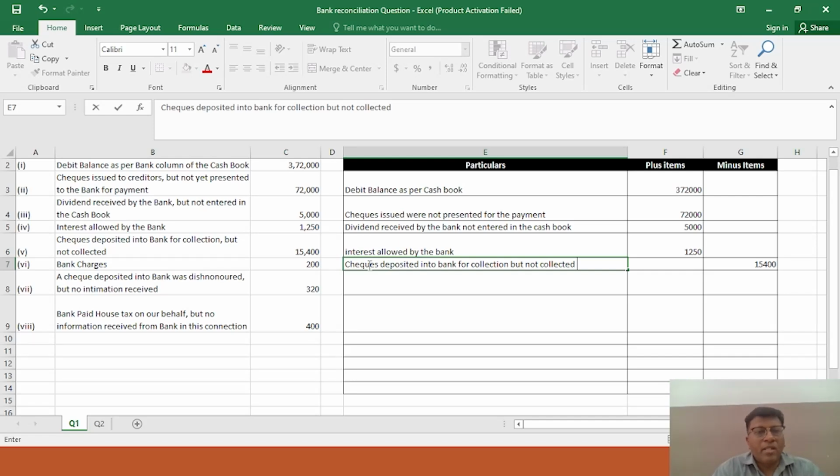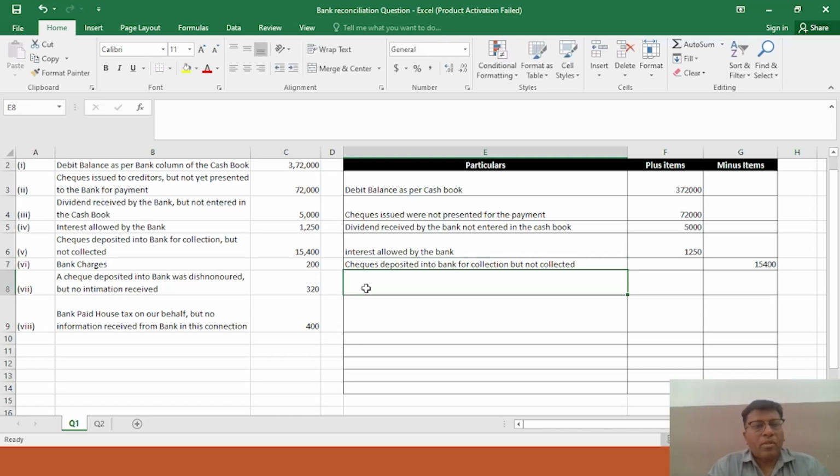So checks deposited into bank, I am just repeating, checks deposited into bank for collection. At the time of these transactions, you record in the cash book that the checks were deposited for collection, so the bank balance is to be increased. You increase your cash book balance, but there is no effect in the passbook, so the bank balance is less. You have to write this transaction in the minus items, that is 15,400.